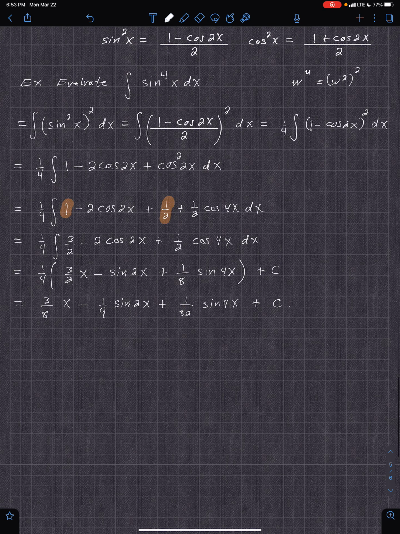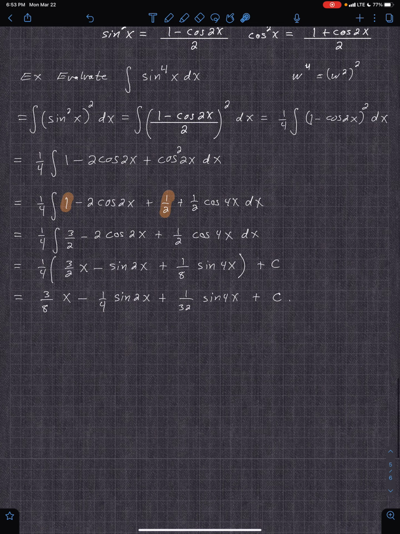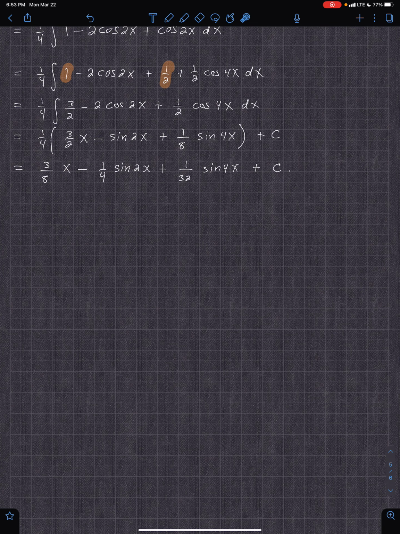All right, so that's one case to power reduce the sine. The next case has sine and cosine in it, and then you do the same type of technique to power reduce. So let's take a look at that. All right. So next example.